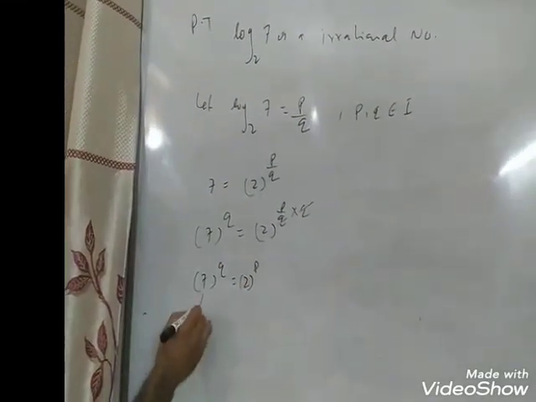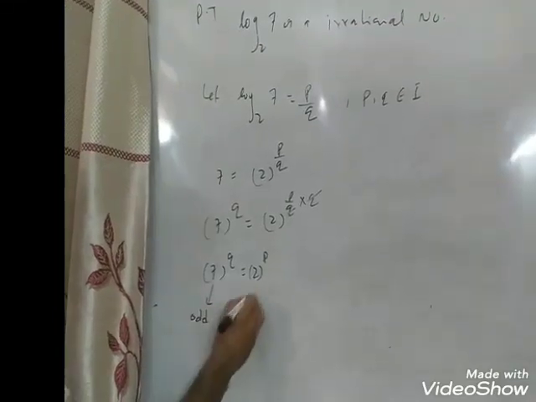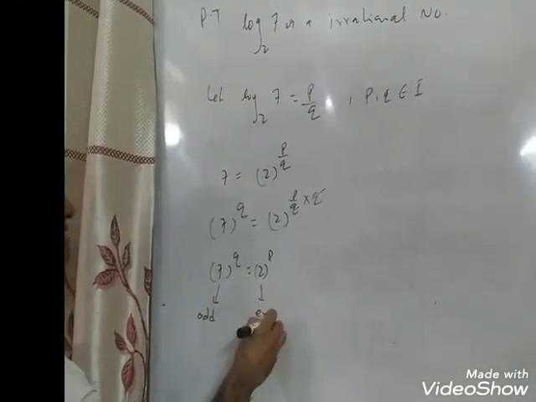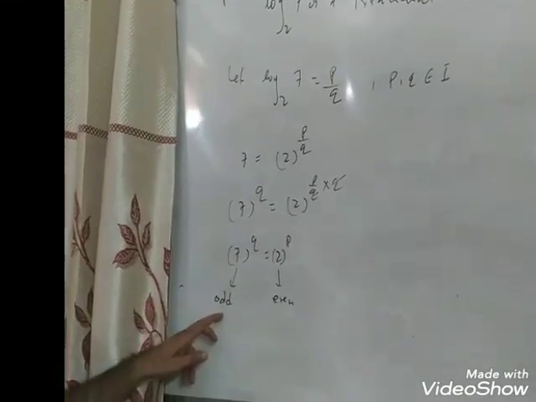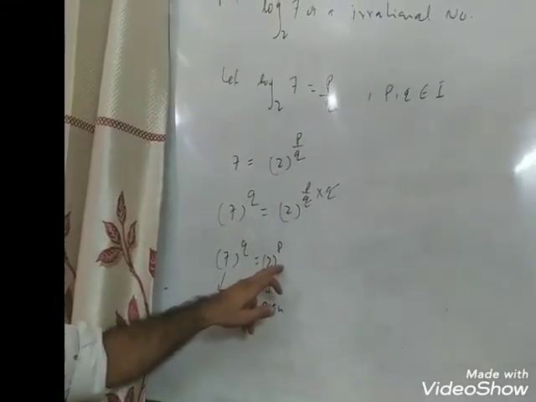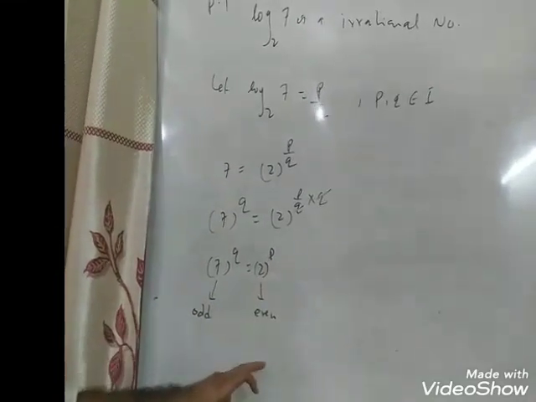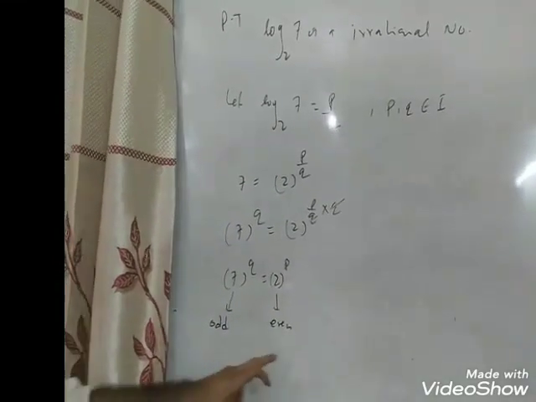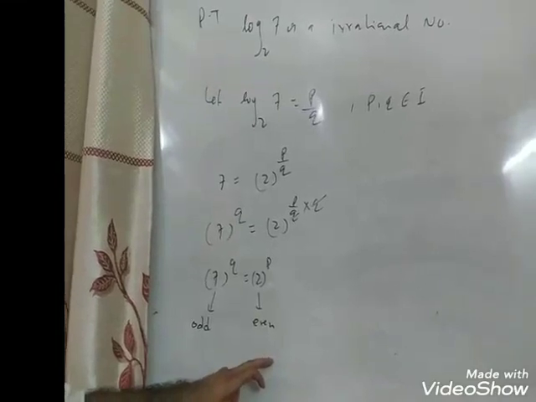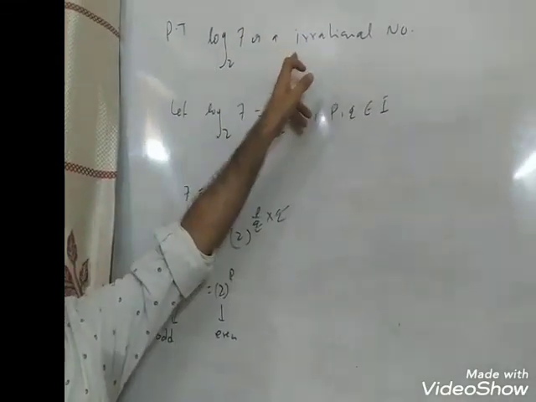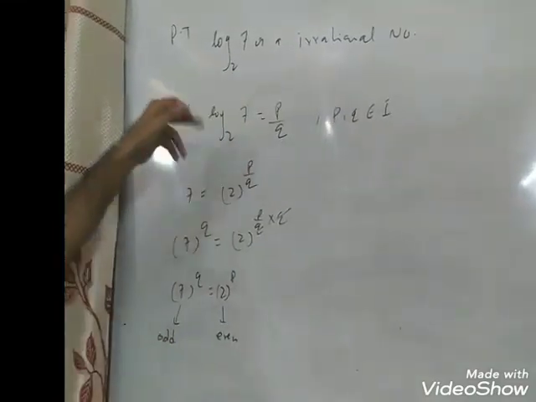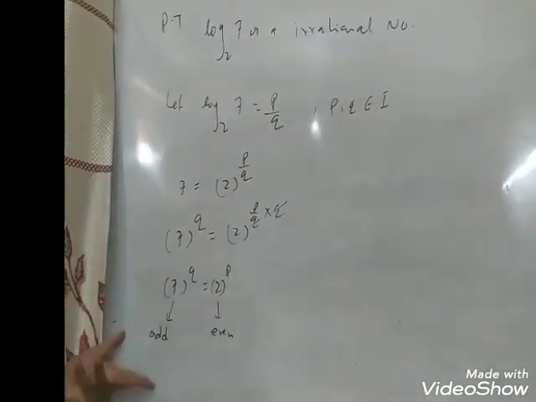You know 7 is an odd number, while 2 is an even number. So any power of an odd number is always odd, and any power of an even number is always even. So an odd number can never be equal to an even number. That is why it is not a rational number, it is an irrational number. So this is the way to find out whether a number is rational or irrational. Right?